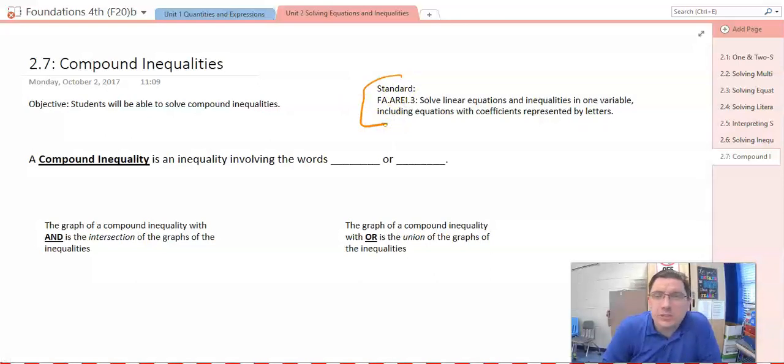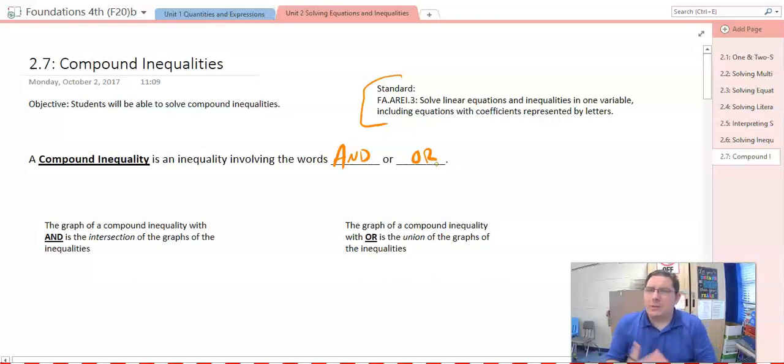And so we first need to talk about what is a compound inequality. Well, a compound inequality is an inequality involving the words and or. I want us to think about those two words for a minute because we use them in English all the time. The word and means that we're going to do both, right? So let's say I use this phrase, I want to go to the beach and I want to go to the movies. That means we're going to do both. We'll go to the beach and then afterwards we'll go to the movies.